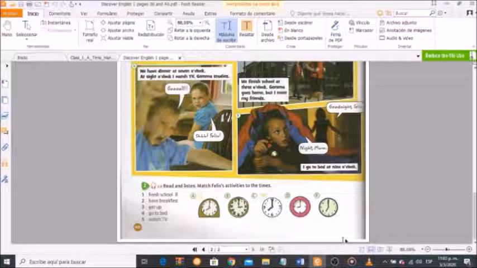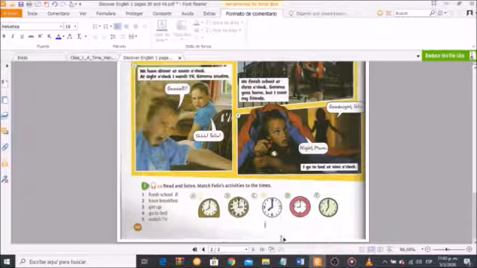Okay, let's check this. So, what time does Felix have breakfast? Very good, at 8 o'clock. But look, this is 8 o'clock, and this is 8 o'clock as well. But he has breakfast at 8 o'clock in the morning, okay? Can you see there is a sun here, and here there is a moon? So, he has breakfast at 8 o'clock in the morning. So, have breakfast. Very good.